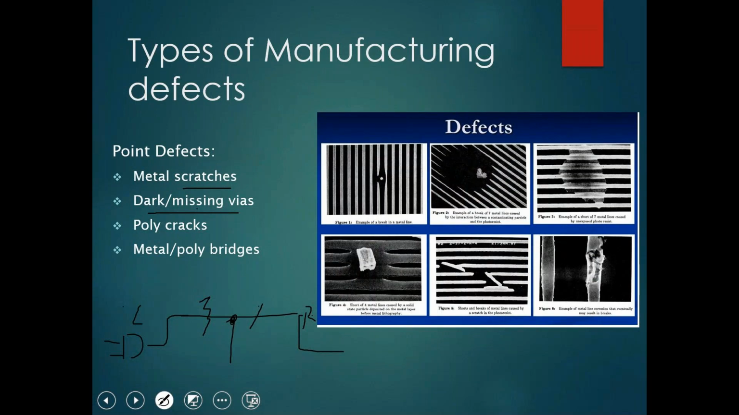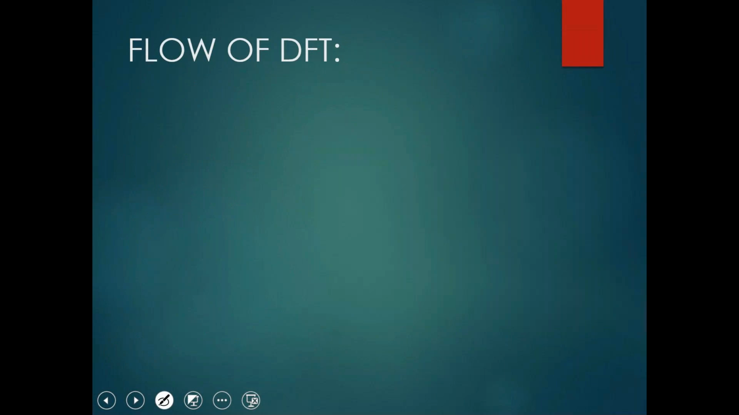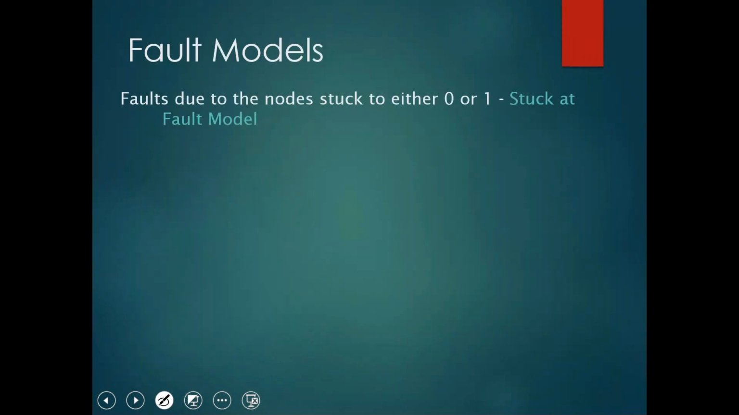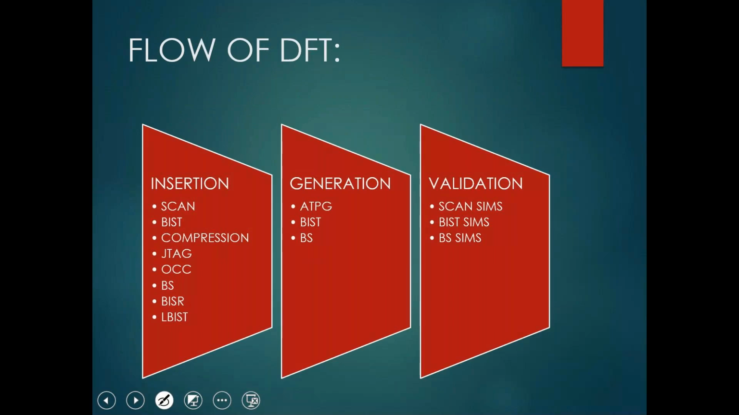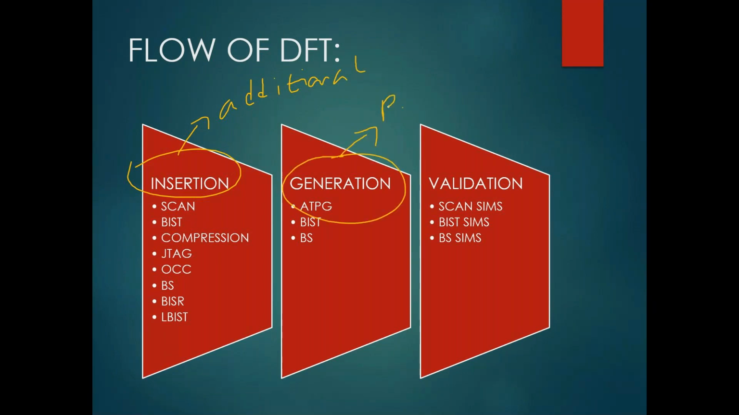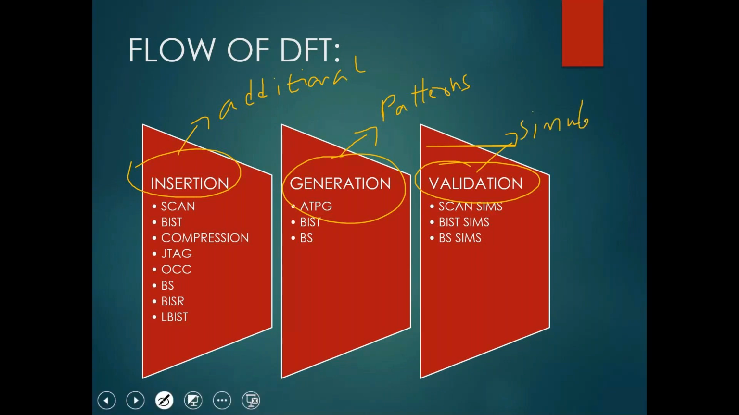How does your circuit perform this analysis? We also check logical performance only. I'll show you how we do it. There are different fault models. Before going to that, this is how I have divided the flow of DFT. First you insert the additional circuit here, and you generate some test patterns. We validate the patterns here. We do simulation on the software. Once this simulation is passed, then these patterns will be given to the tester.